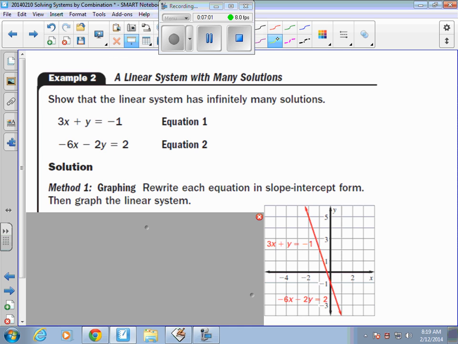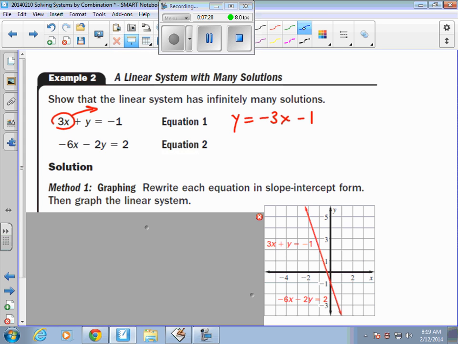Here's example number 2. This is one with infinitely many solutions. 3x plus y equals negative 1. Negative 6x minus 2y equals 2. So we have to graph them. In order to graph these, write them in slope-intercept form. So this one says 3x plus y, move 3x over. y equals, it becomes negative 3x on this side, and it says negative 1 already. That says mx plus b.